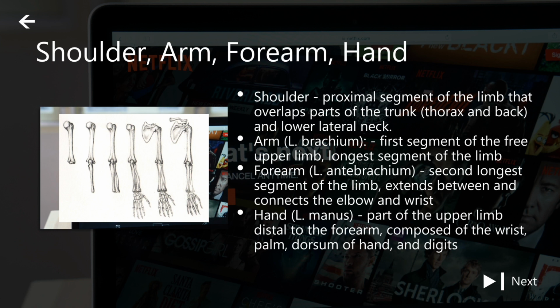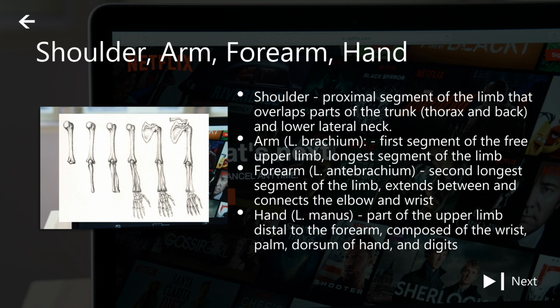The arm is located in the first segment of the free upper limb, the more mobile part of the upper limb, independent of the trunk, and the longest segment of the limb. It extends between and connects the shoulder and the elbow, and consists of anterior and posterior regions of arm, centered around the humerus. The forearm is the second longest segment of the limb. It includes anterior and posterior regions of the forearm, overlying the radius and ulna.